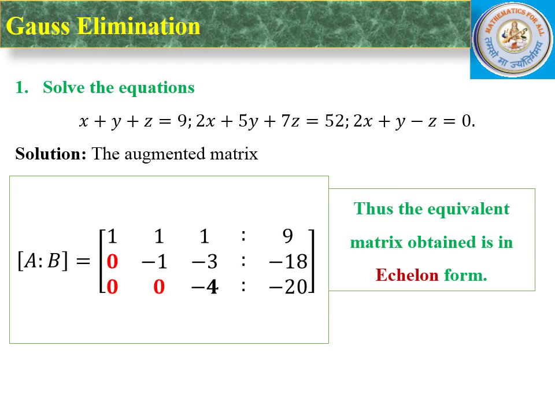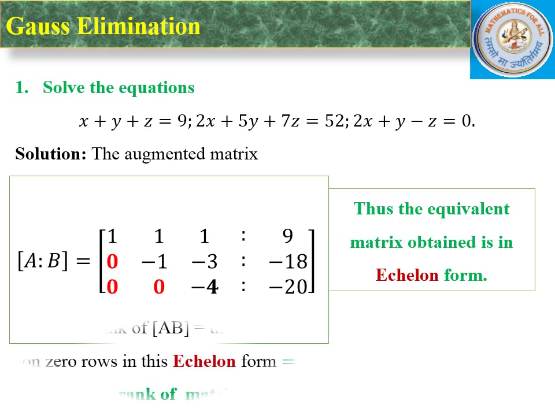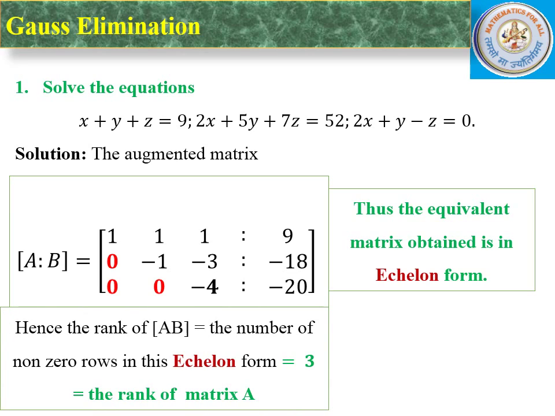Thus this equivalent matrix is in the echelon form. Now we check the rank. As we discussed earlier, the rank of [A|B] is the number of non-zero rows in the echelon form, that is 3. And if we talk about the coefficient matrix A only, we again have the same number of non-zero rows in the echelon form of A. So the rank of A is also 3.